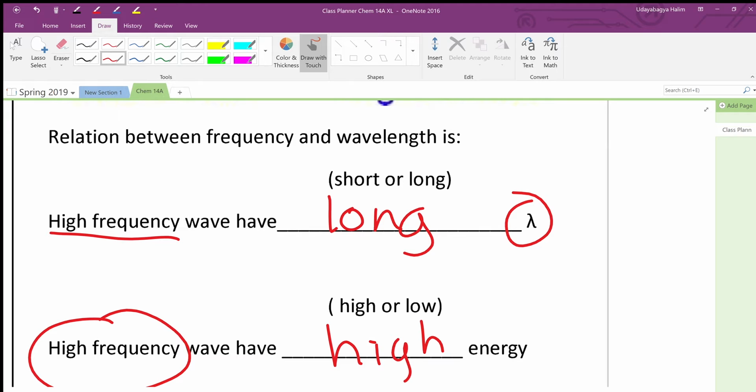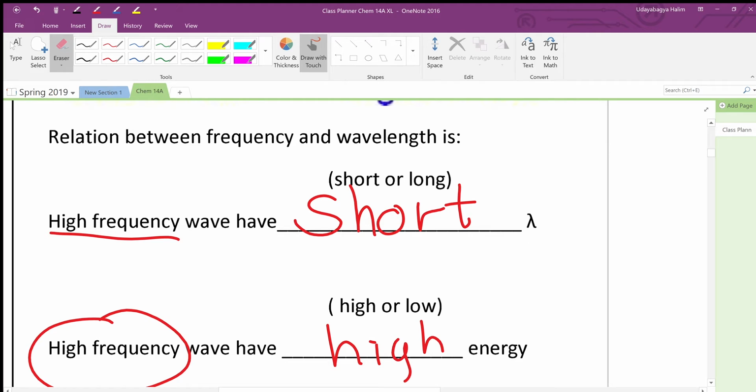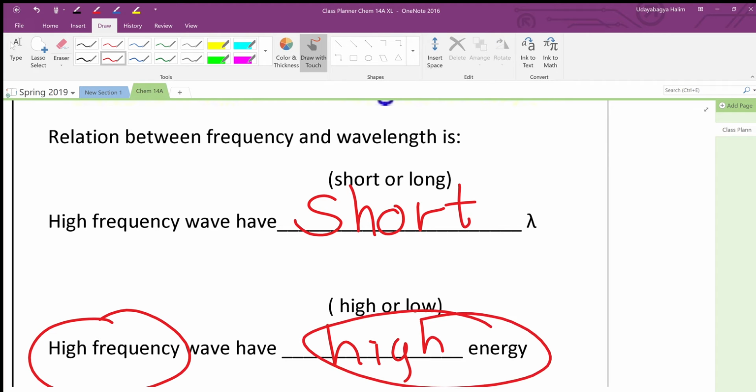So the frequency and wavelength are inversely related? Yep. So wouldn't they be short? Oh, yes, thank you. I think sometimes my hand and my mouth do not correlate to one another. I usually just write something and then say something else. So thank you for catching that. But yes, high frequency and high energy, that one is correct? Yes.